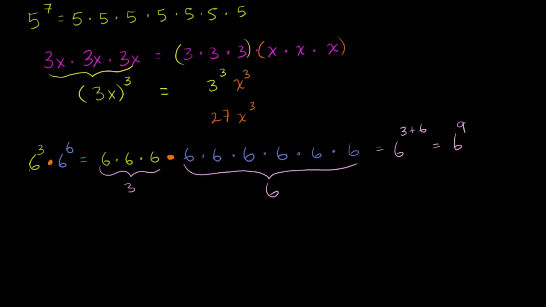When we take exponents, in this case 6 to the third, the number 6 is the base. We're taking the base to the exponent of 3. When you have the same base, and you're multiplying two exponents with the same base, you can add the exponents.